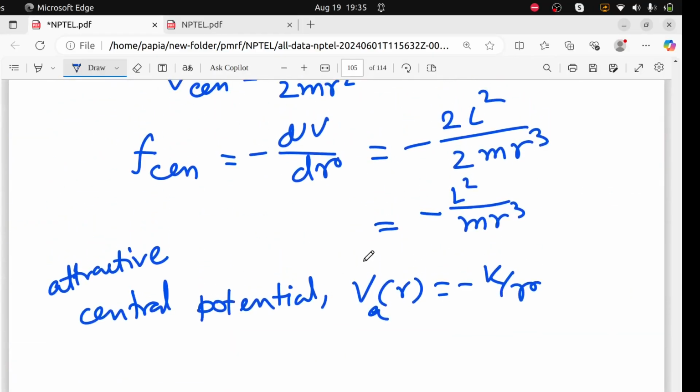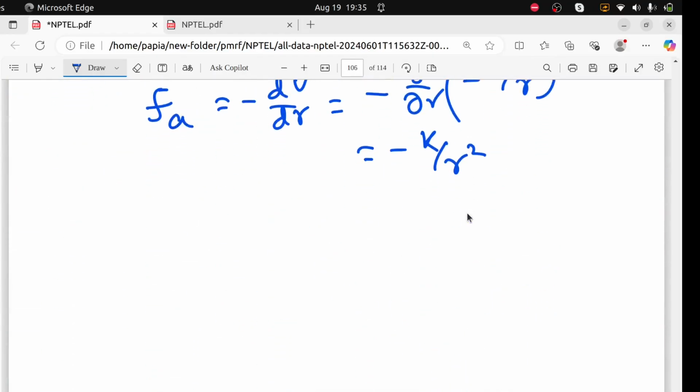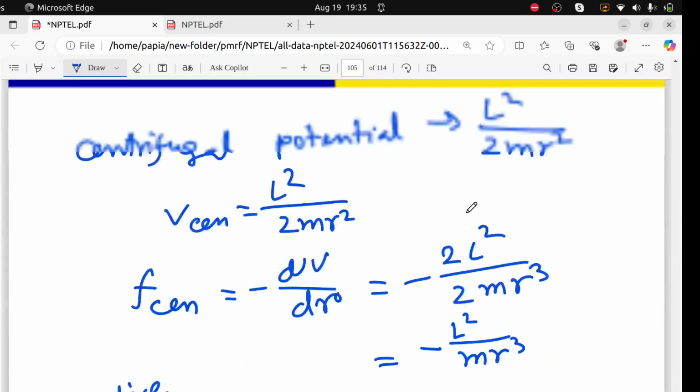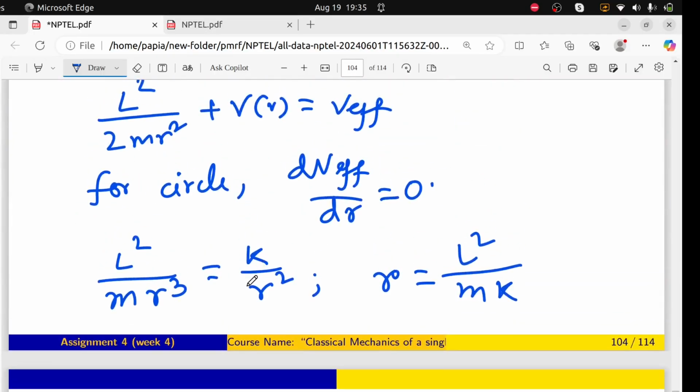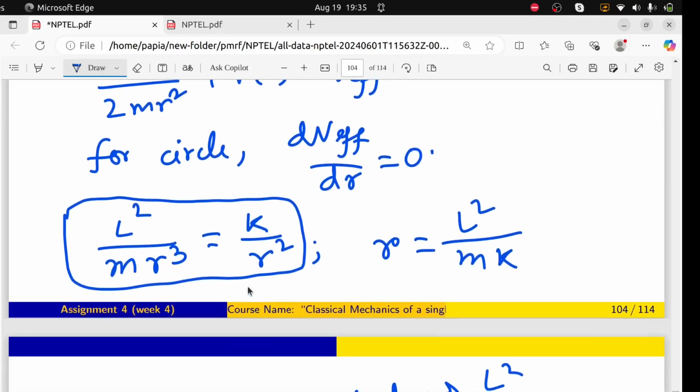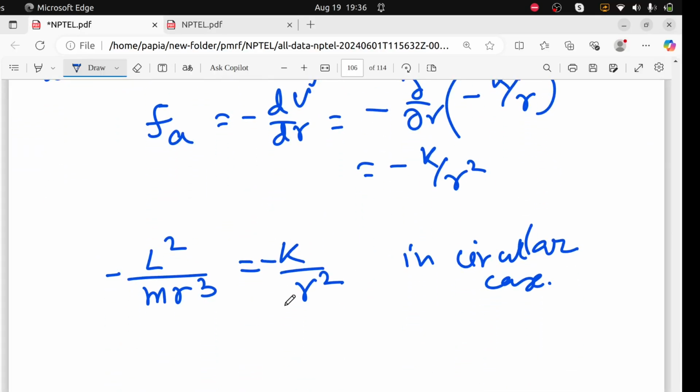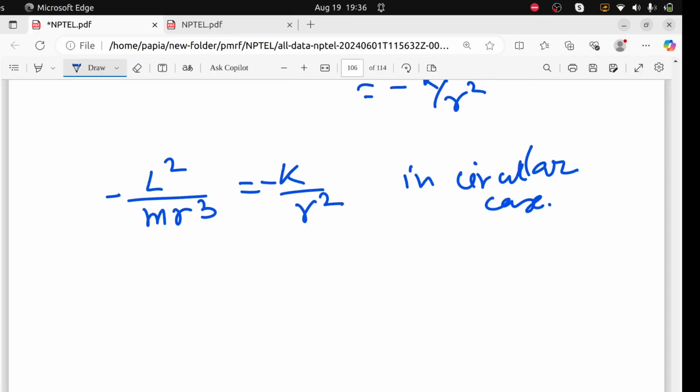Now you can see here that was h square by m r cube. h square by m r cube is exactly equal to k by r square in the circular case. Here it is minus, here it is minus. So how is it coming? For a circle, m h square by m r cube equals k by r square. If I take the minus sign on both sides, then it will be minus h square by m r cube equals minus k by r square. So that is coming exactly from the circular motion.